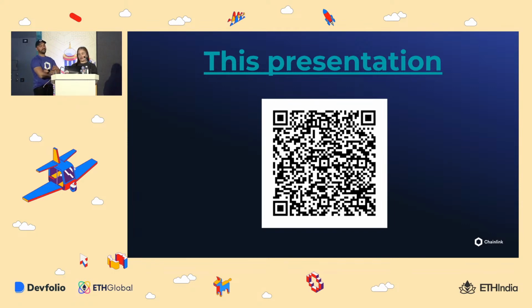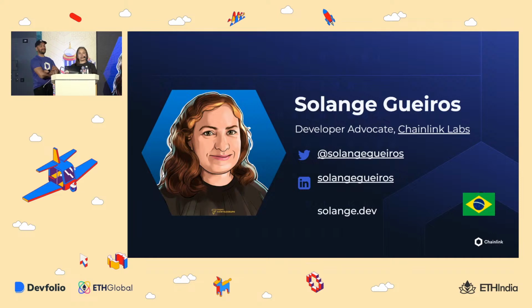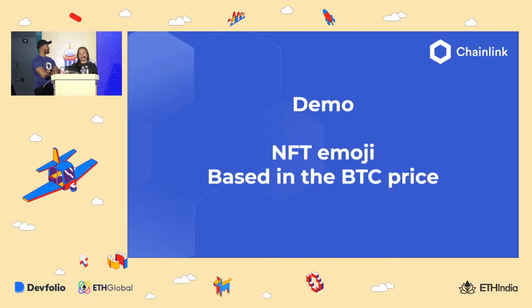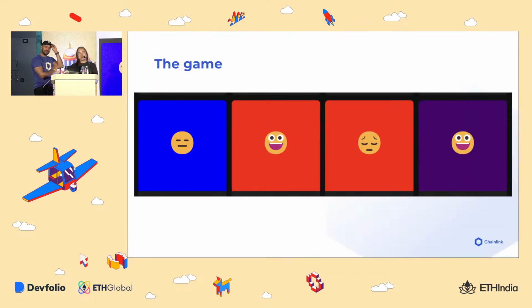Okay, let's go forward. So this is me. I'm here to talk about CCIP. So I really love CCIP because of all the cross-chain things that we can do. And I will do a demonstration for you related to a NFT emoji that is based on the Bitcoin price. And also I'm using DataFeed to do this. So this is like almost a game because I have different NFTs.